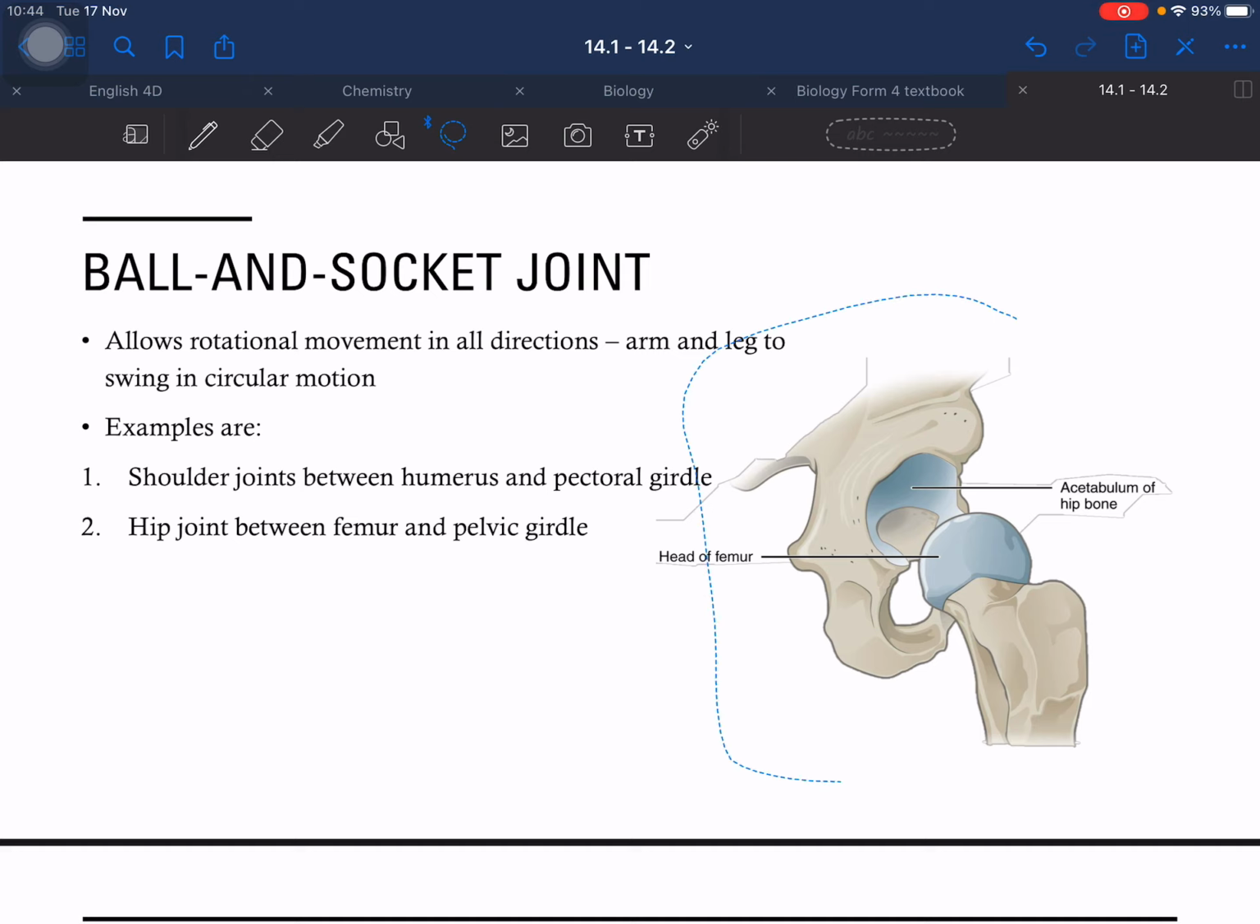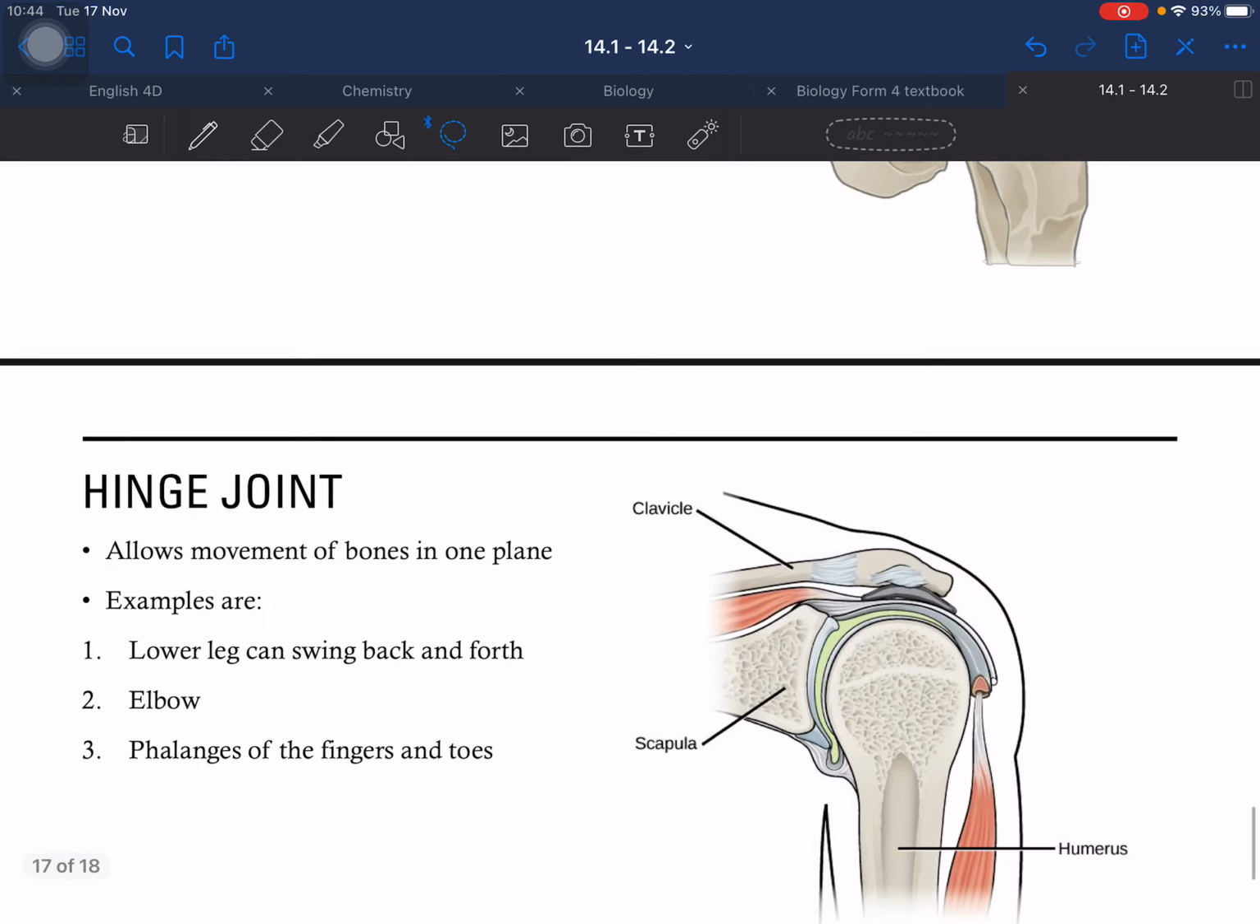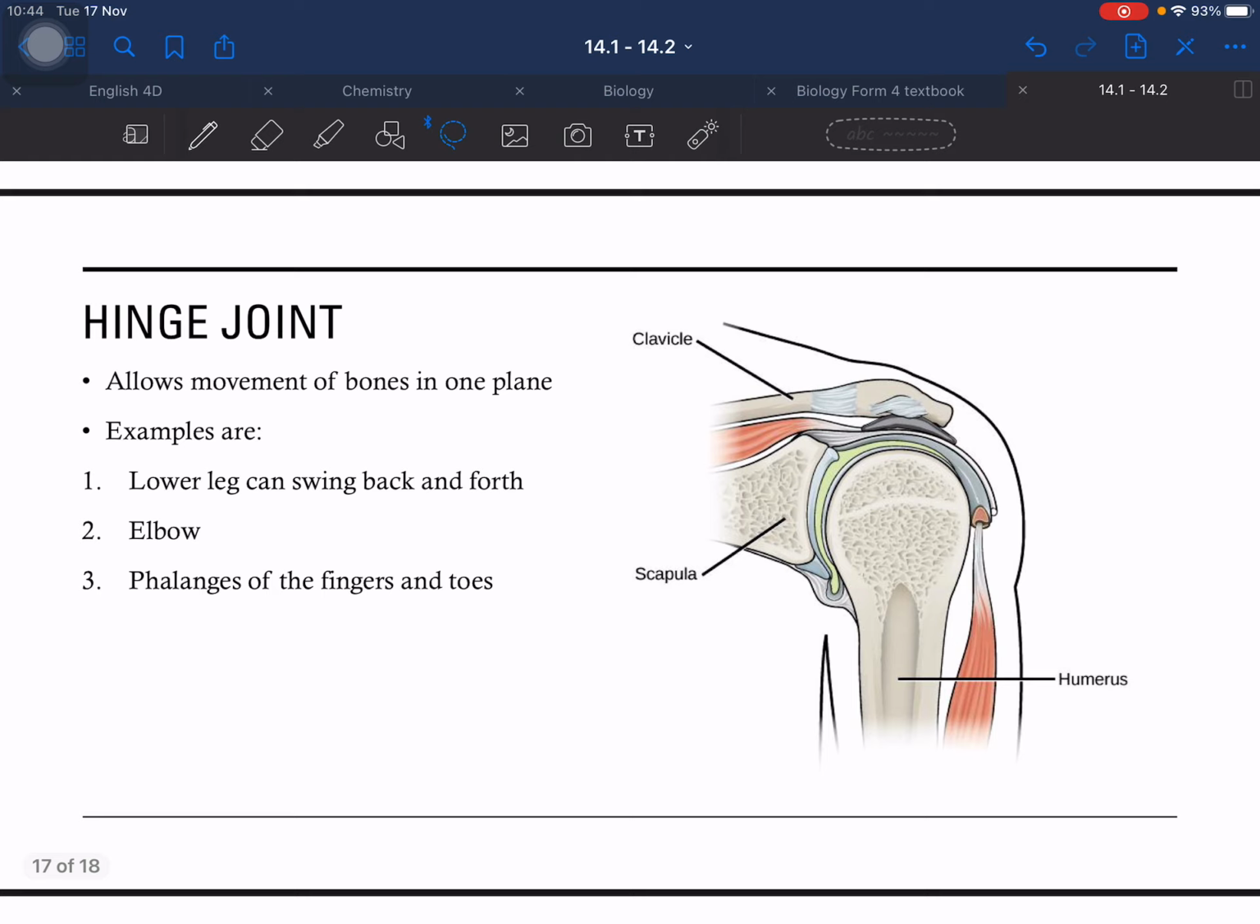And the next example would be hip joint. So this is a hip joint. This is your femur, and this is your pelvic girdle. So ball and socket joint. And the second example would be a hinge joint. So your knee. So a hinge joint allows movements of bones in one plane.